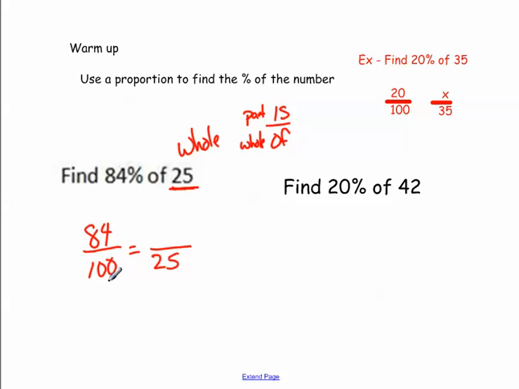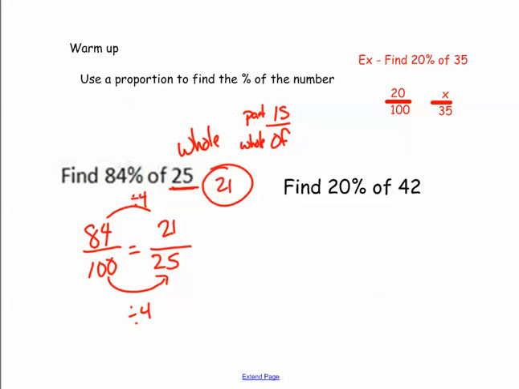Okay. So then I just need to figure out, this is my equivalent ratio here. How did I go from 100 to 25? Well, I divided by 4. So that means here I need to divide by 4. So that gives me 21. So 84% of 25 is 21. That would be my answer.